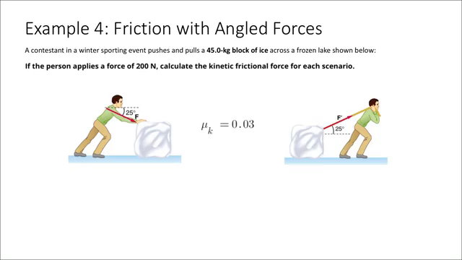All right, let's take a look at friction when we have an angled force, like a push or a pull at an angle. We have two situations, one where a person is pushing down at 25 degrees below the horizontal and then pulling up 25 degrees above the horizontal. If we're given the magnitude of the applied force, the mass of the block, and the coefficient of kinetic friction, can we calculate the kinetic frictional force for each scenario?